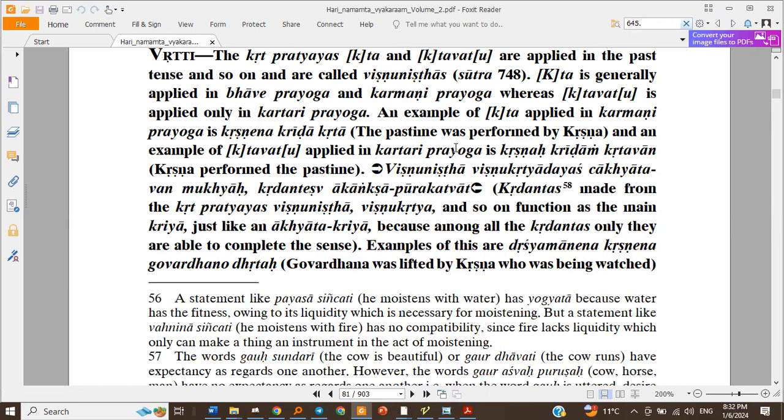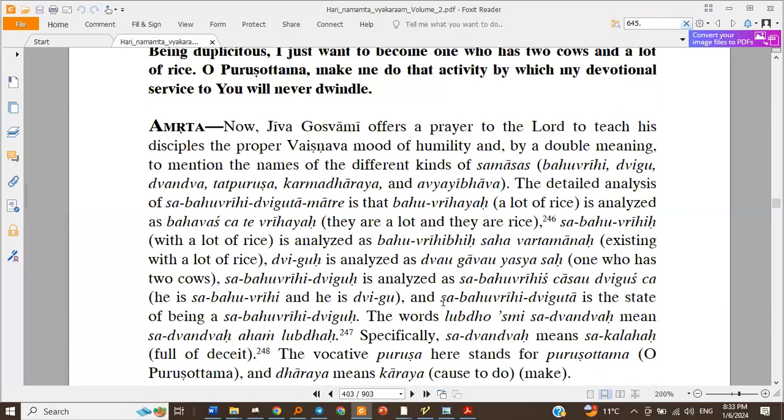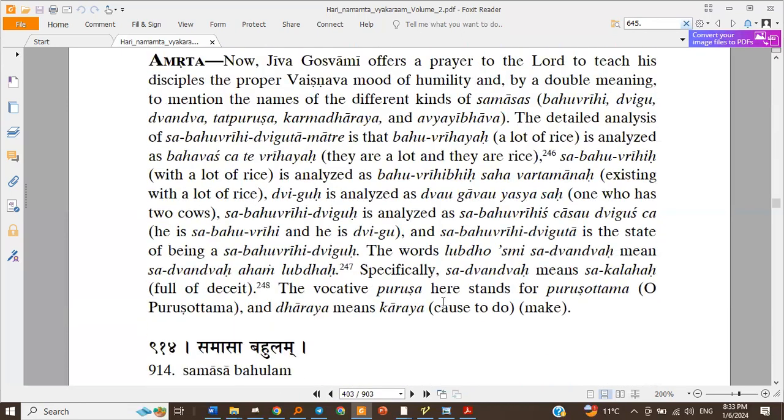So we were on page. So the words lubdhosmi sadvandvah mean sadvandvah aham lubdha. Specifically, sadvandvah means sakalah, full of deceit. The vocative purusha here stands for purushottama, and dharaya means karya, costly.